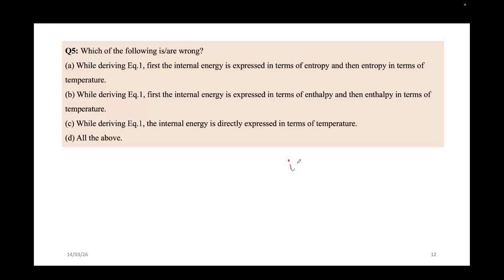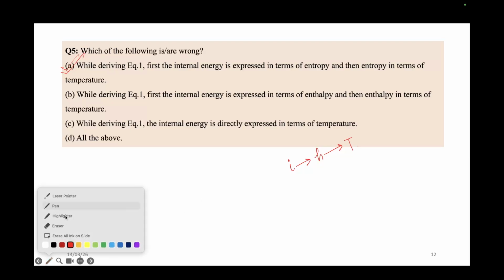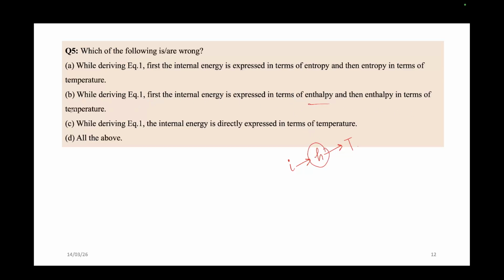First we have written this in terms of I. From I we have written it in H. From H we have written it in T. So the correct option is... sorry, not A, option B. The internal energy is first written in terms of enthalpy and then in terms of temperature. So option B is the correct answer. I hope that you get it.